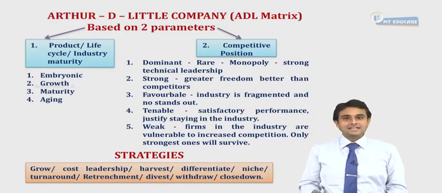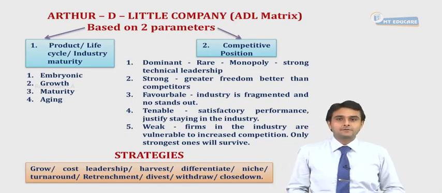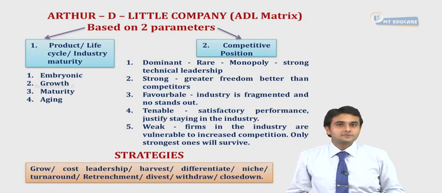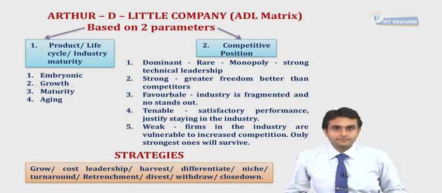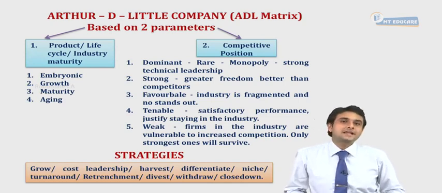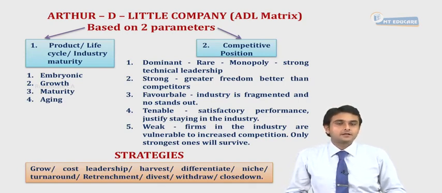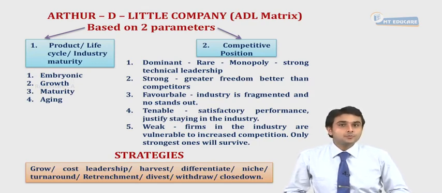Now, the ADL matrix, as we just discussed, is based on 2 parameters: the product life cycle and the competitive position of the business. Here the product life cycle is in terms of the industry maturity, and the second parameter obviously is the competitive position of the business and the product in the market. And to combat the situation after we've analyzed, there are various strategies, as you can see towards the bottom of the screen, which we're going to understand in the next chapter, which is chapter 4.